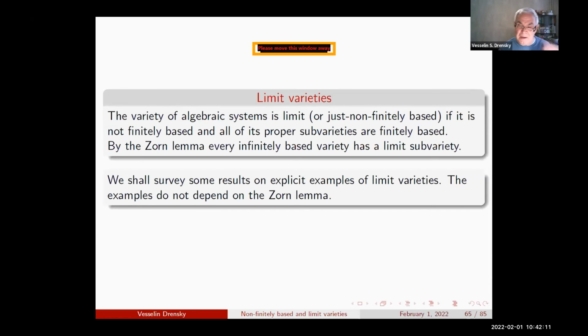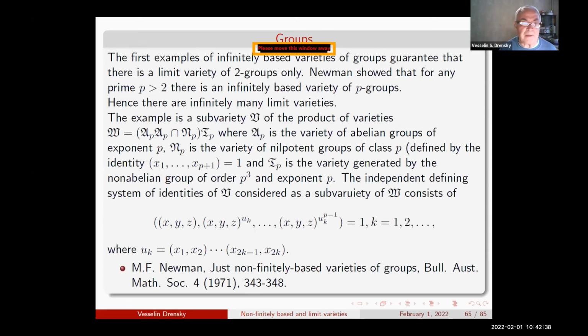But now I say a couple of words about limit varieties. The variety is limit if it is not finitely based, and all of its proper subvarieties are finitely based. Of course, by the Zorn lemma, if you have an infinite based variety, it has a limit subvariety. But now I shall discuss some results on explicit examples of limit varieties, which don't depend on the Zorn lemma.